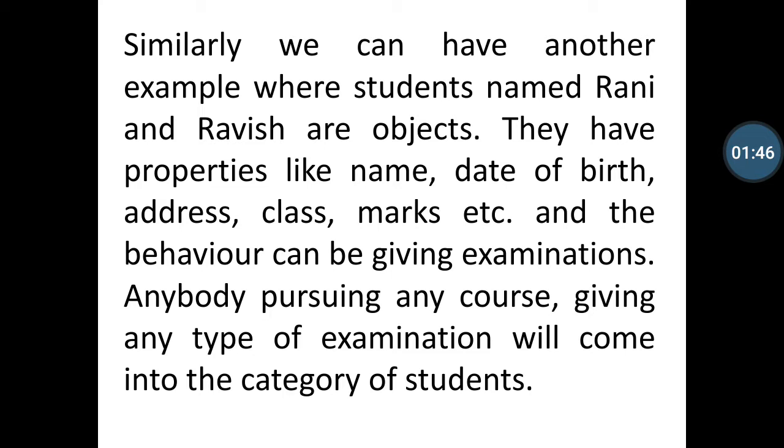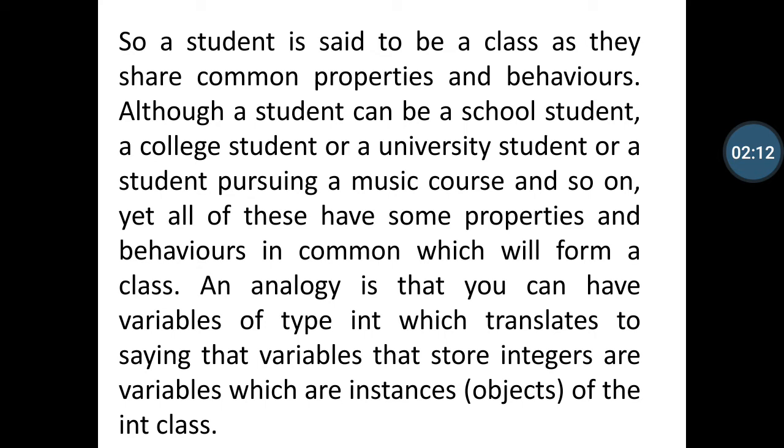Similarly, we can have another example where students named Rani and Ravi are objects. They have properties like name, date of birth, father's name, address, class, marks, etc. And the behavior can be giving examinations. Anybody pursuing any course and giving any type of examination will come into the category of student. So a student is said to be a class as they share common properties and behavior.